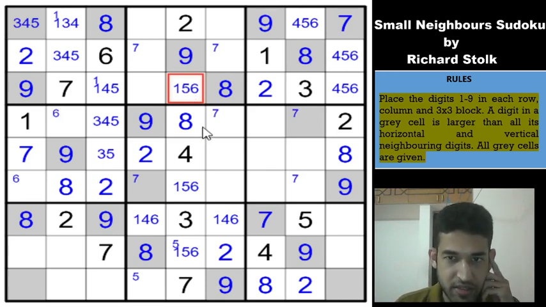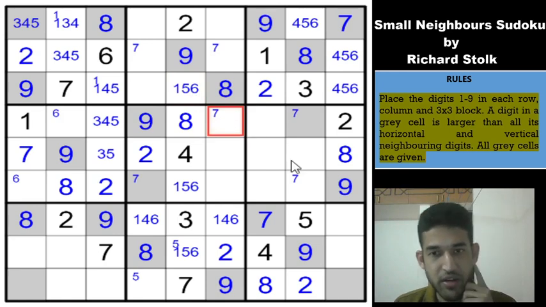Can we resolve the 7s, guys? Can the 7 go here? Yes, 7 can be here, 7 can be here. Okay, nothing much can be said. But column 7 is almost filled.